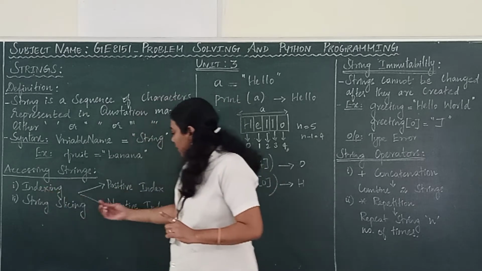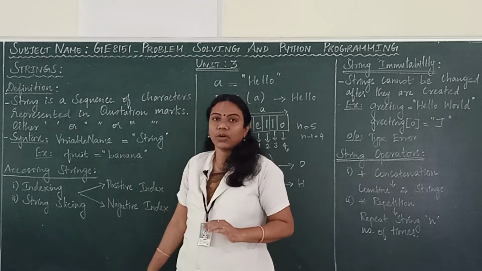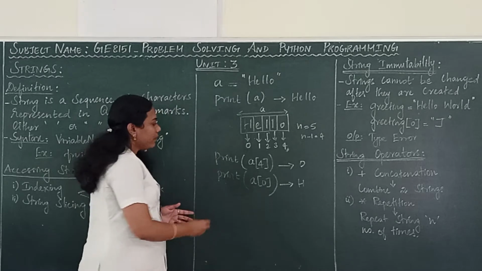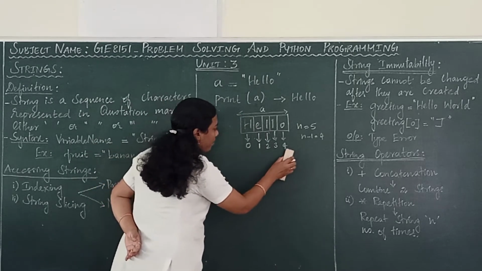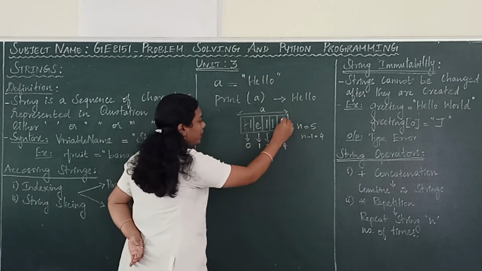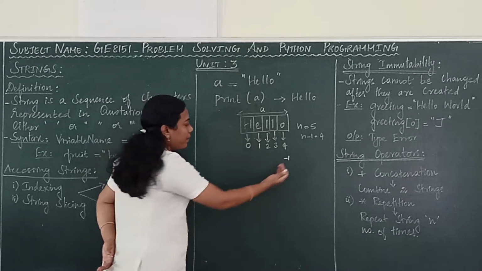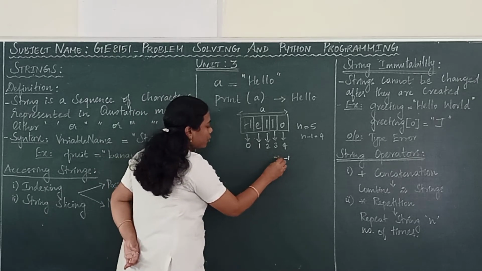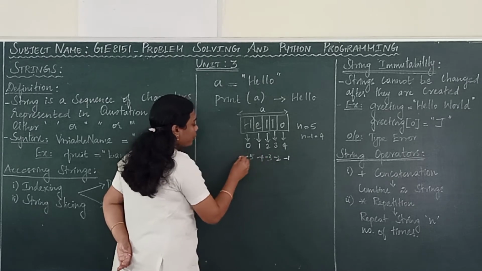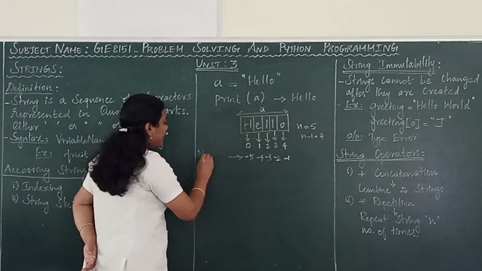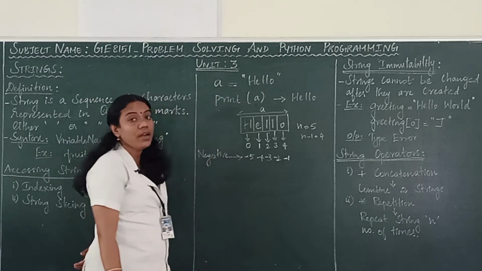In this indexing, we have just studied the positive index. Another index is called the negative index. In order to represent a negative index, the negative value starts from minus 1. The last character is represented by minus 1. The character before it is represented as minus 2, then minus 3, minus 4 and minus 5. This is treated as your negative index. You can use either positive index or negative index.